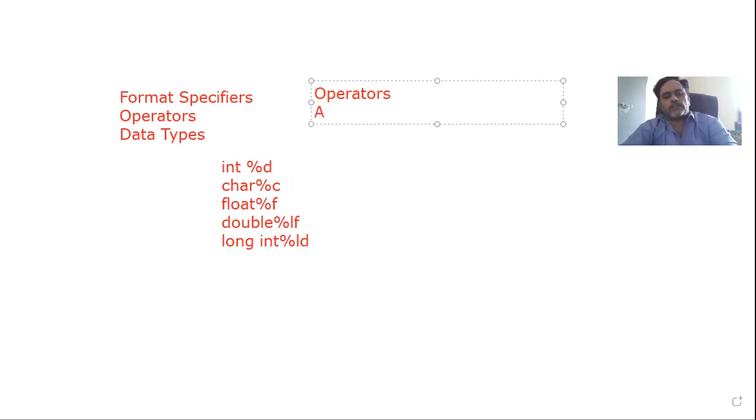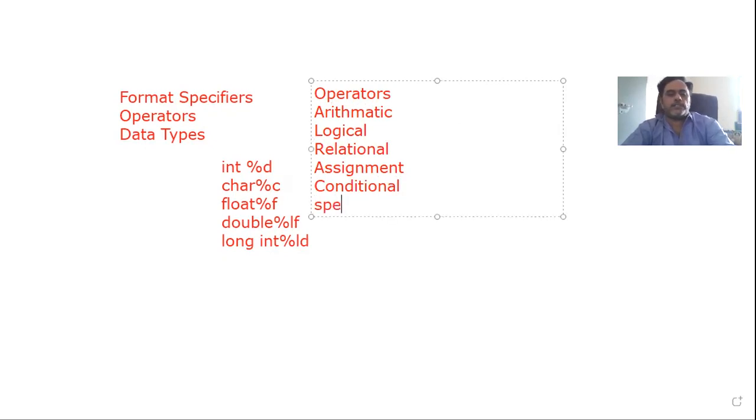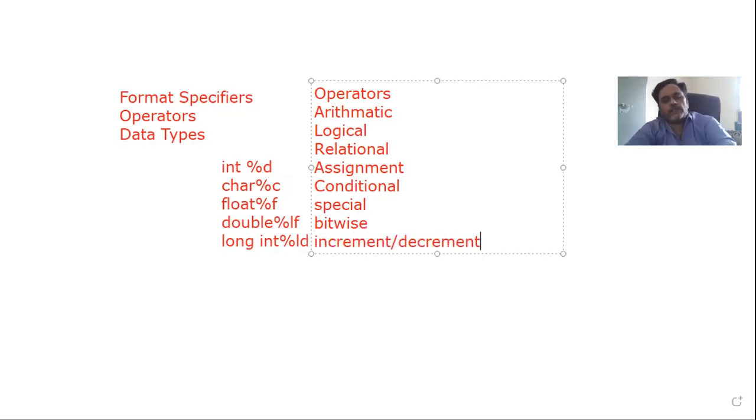So what are the different types of operators? First one, arithmetic. Next, logical, relational, assignment, conditional, special, and bitwise. And finally, increment or decrement. So these are the various operators that we have available in the C programming language.